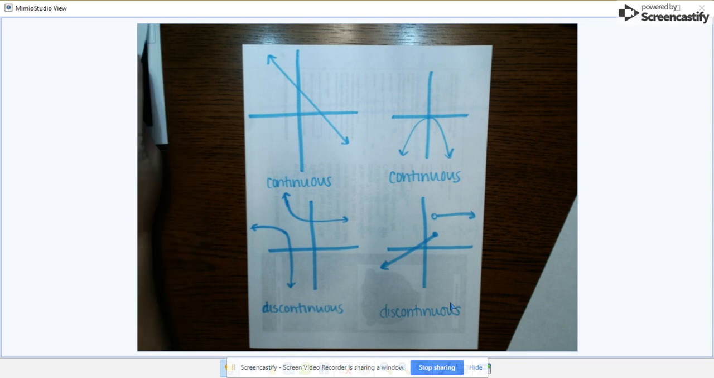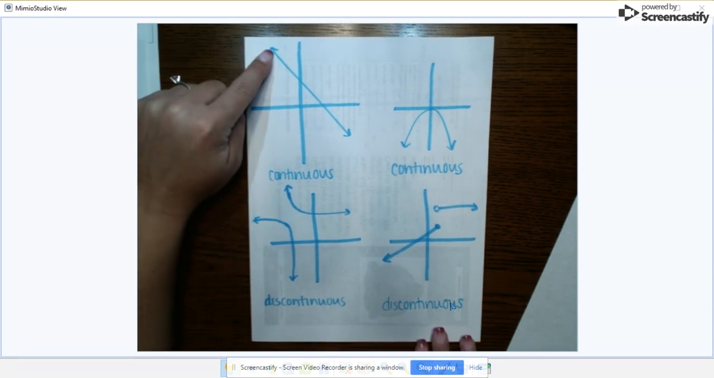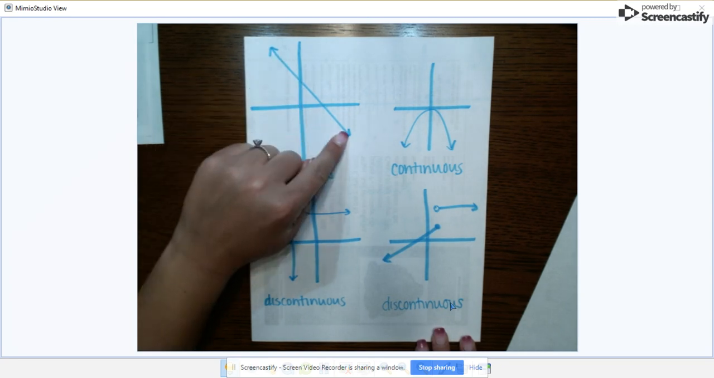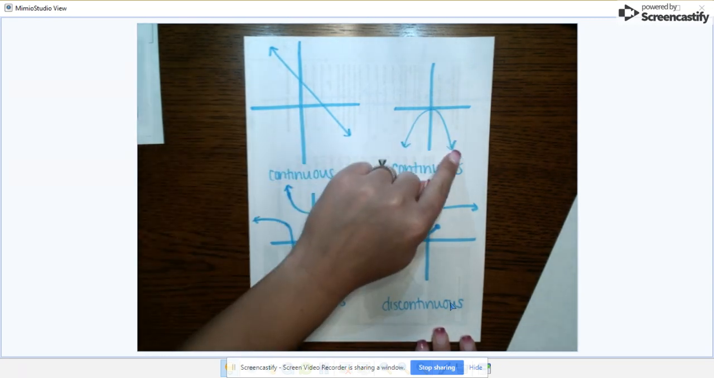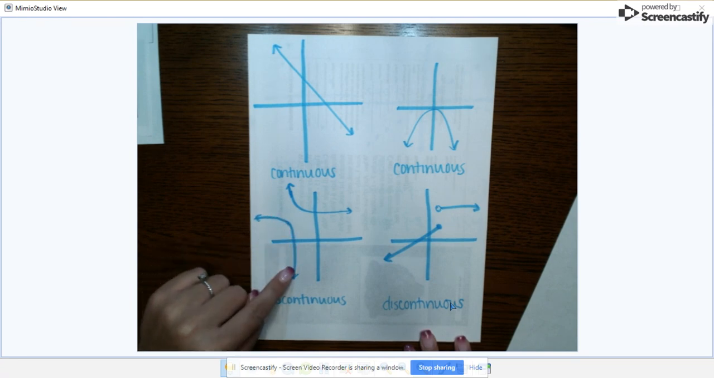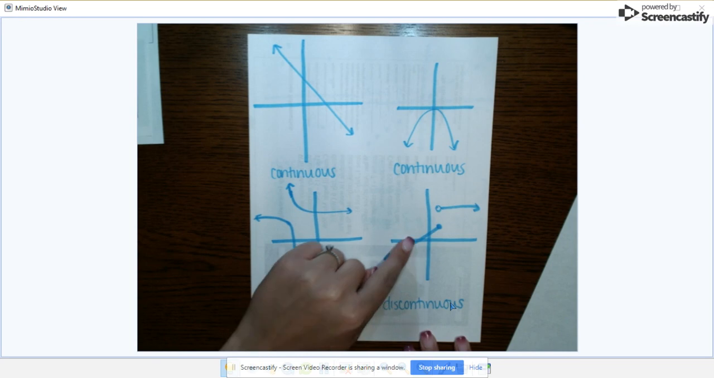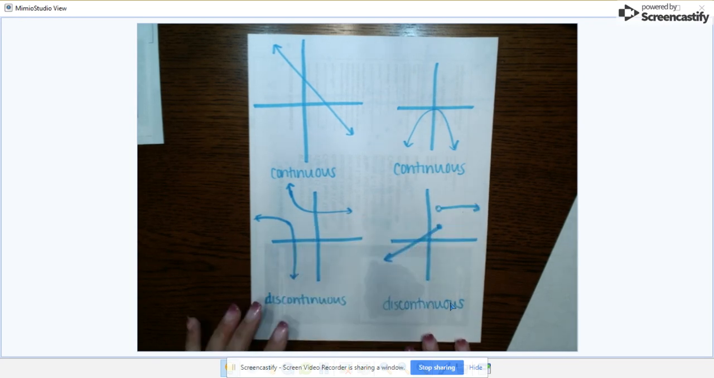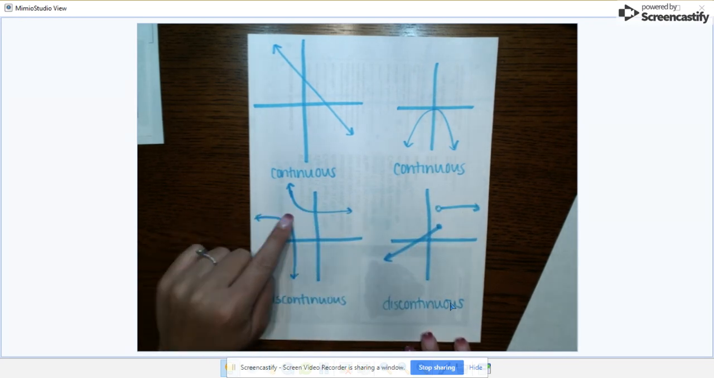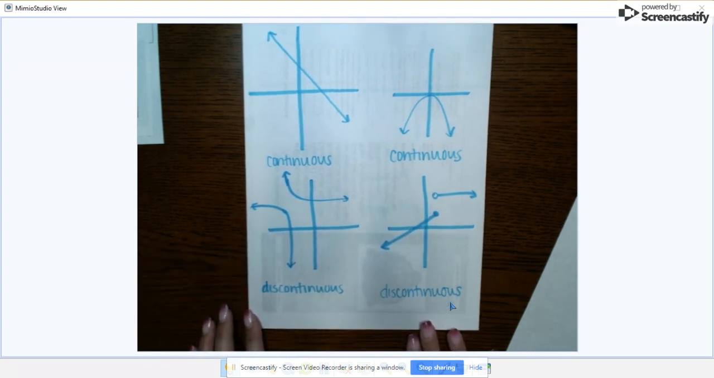So here's just some examples. The top two are continuous functions. Notice I could start at one end and draw the entire function without picking up my pencil. Whereas on my discontinuous, I could draw part of it without picking up my pencil, but then to get to the other part, I would have to pick up. So these are asymptotes. They approach a line but never touch it. Here's a jump. So there's a couple examples.